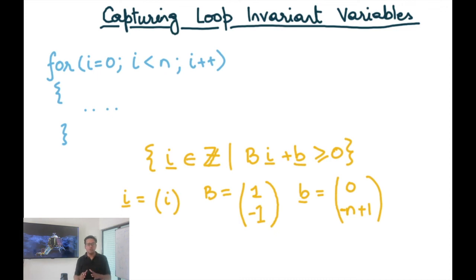So even for loop invariant variables, this representation would work. We just need to basically allow the addition of loop invariant variables, or some expression on loop invariant variables, in the vector b.